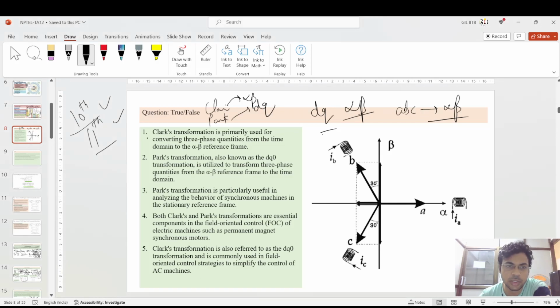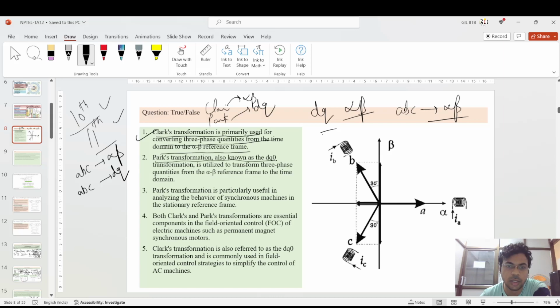Coming to the first statement, it says that Clarke's transformation is primarily used for converting three-phase quantities from the time domain to the alpha beta reference frame. That is true, because I have explained that Clarke's transformation is for ABC to alpha beta frame conversion, and ABC to DQ frame is for Park's transformation.